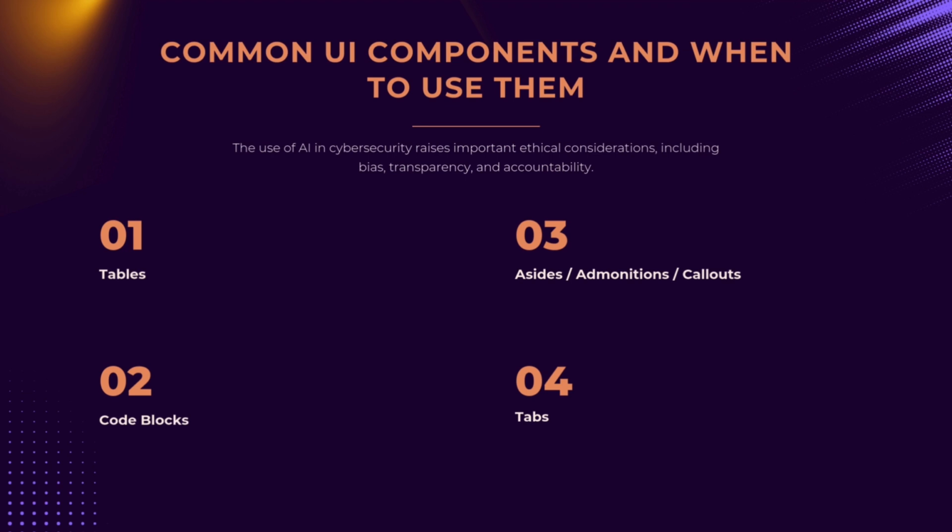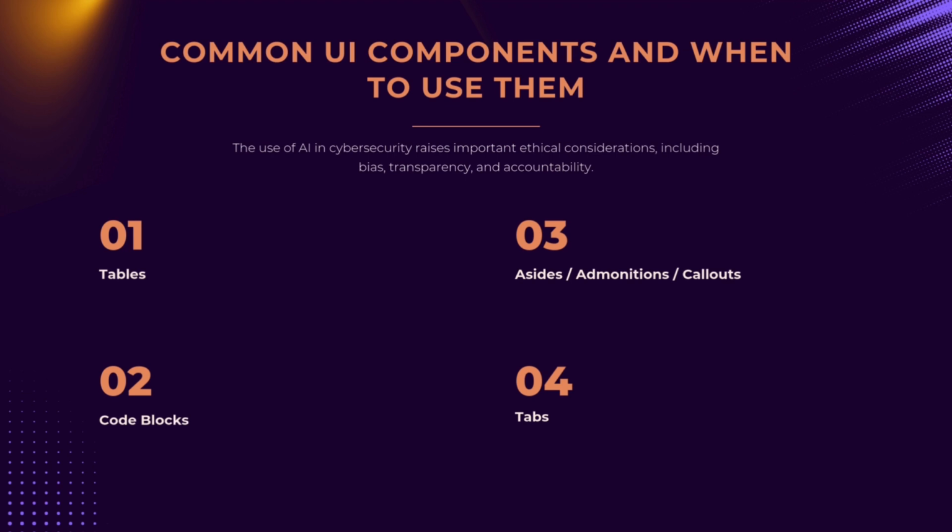It's not good. Asides, admonitions, or callouts are used for additional information, notes, and side comments that are helpful but not essential. When you want to warn somebody, talk about danger, tips, or notes, you use asides for that. Avoid excessive use of them, as so many asides can be distracting.